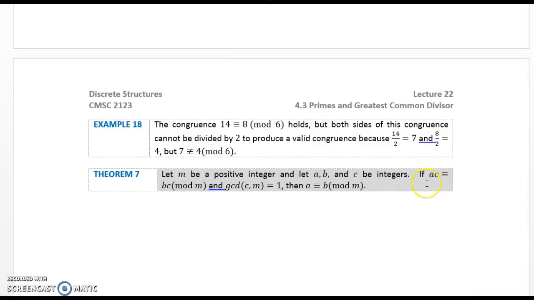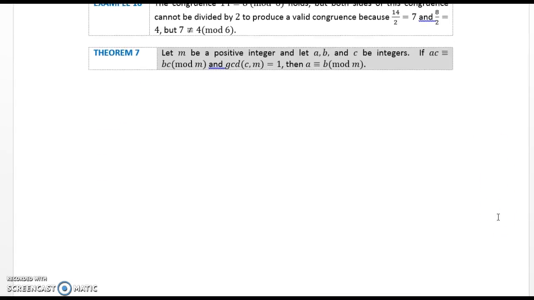Example 18. The congruence 14 is congruent to 8 mod 6 holds, but both sides of this congruence cannot be divided by 2 to produce a valid congruence, because 14 divided by 2 is 7 and 8 divided by 2 equals 4, but 7 is not congruent to 4 mod 6.